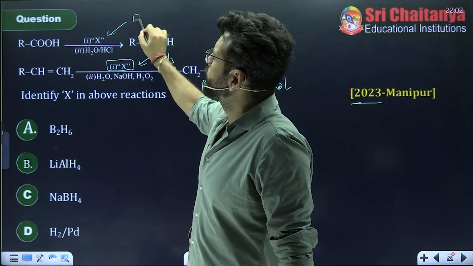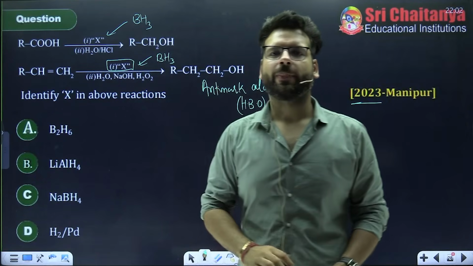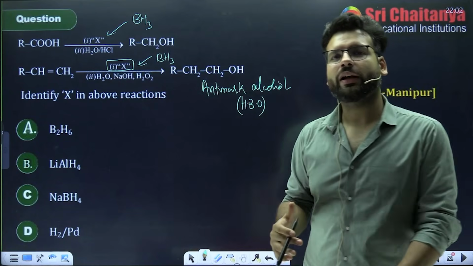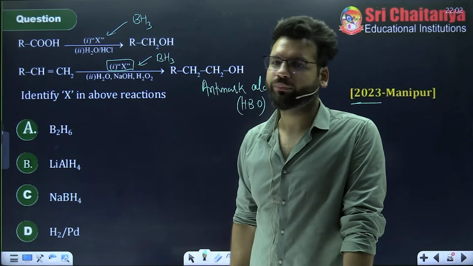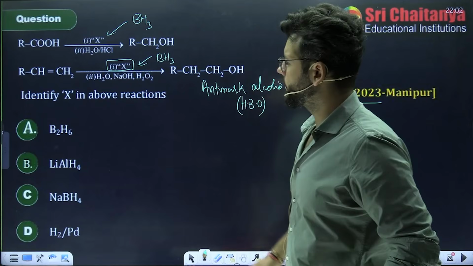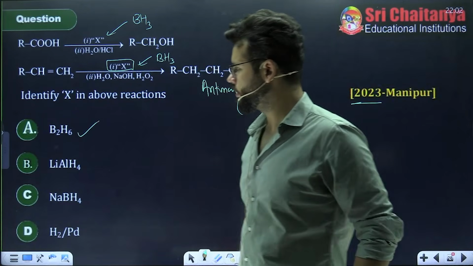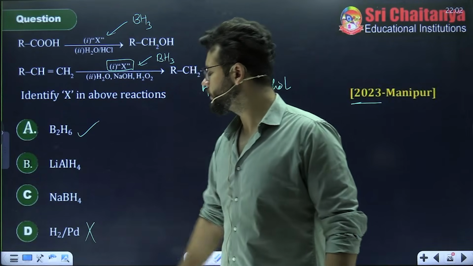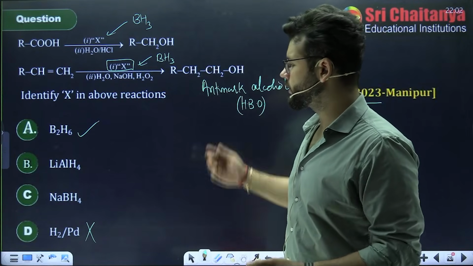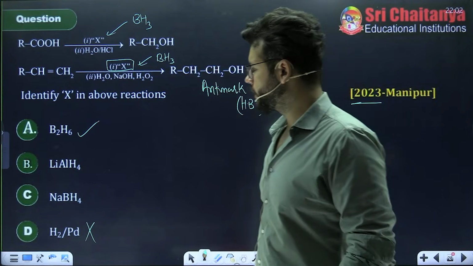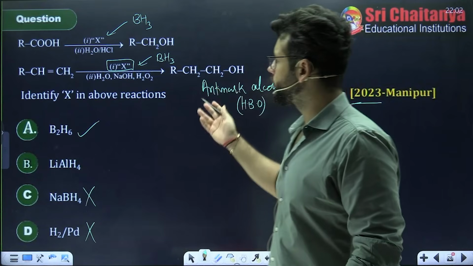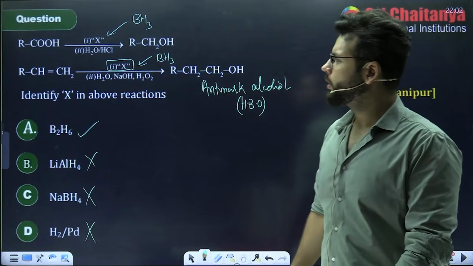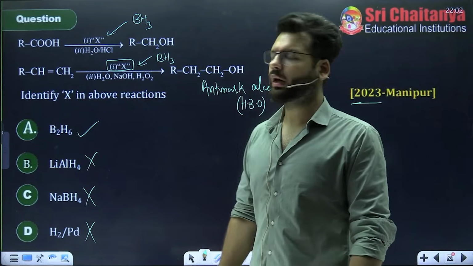And yes, we know BH3 also reduces our carboxylic acid into primary alcohols. BH3 can do that and LiAlH4 can do that. Right? So it's a good question. We can get B2H6 here. H2/Pd cannot reduce your carboxylic acid. It will not even do this. It will make an alkane here. NaBH4 anyways will not react with either of them. LiAlH4 will give the first compound, but not the second one, right?